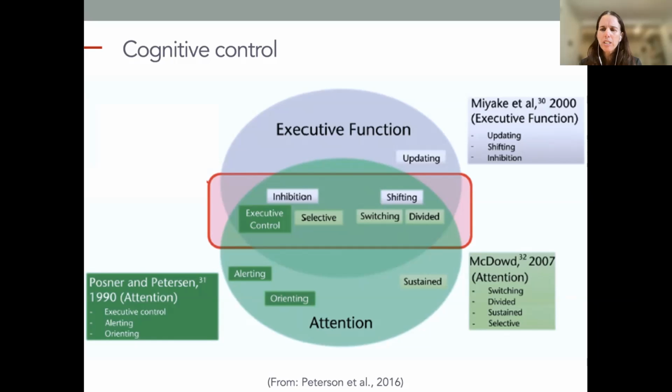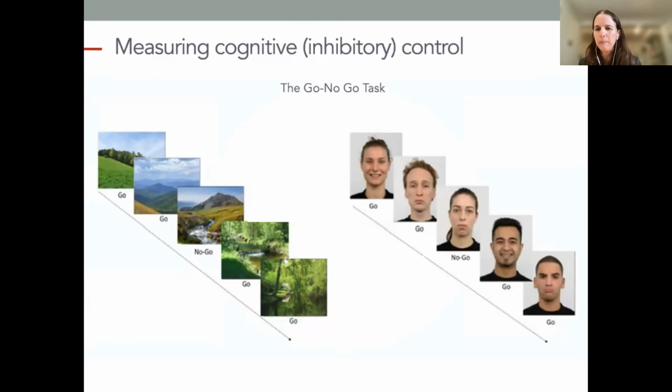Really, what we focus on in this particular talk is a very narrow domain within cognitive control, which is inhibitory control or inhibition, and an even narrower domain within inhibition, which is prepotent inhibition. If we have a prepotent response and we need to inhibit it, we often measure it using various tasks. A very common one is the go-no-go task, in which participants are shown a sequence of stimuli. They need to respond as quickly as possible to frequent go stimuli and withhold response to rather rare targets. By this, we can measure their ability to successfully inhibit responses.